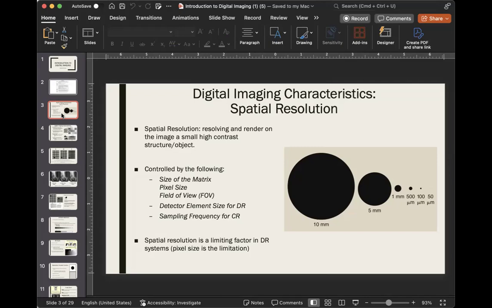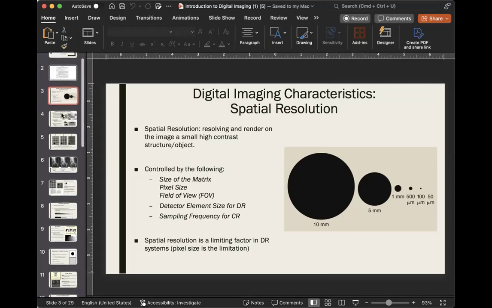And so when we look at it, spatial resolution is a limiting factor in DR. There are certain elements of spatial resolution that will cause us to not be able to image properly, and we're going to talk about those things. But the biggest thing you need to know is in DR, it's going to be the detector element size. Okay. And in CR, or computer radiography, it's going to be the sampling frequency.